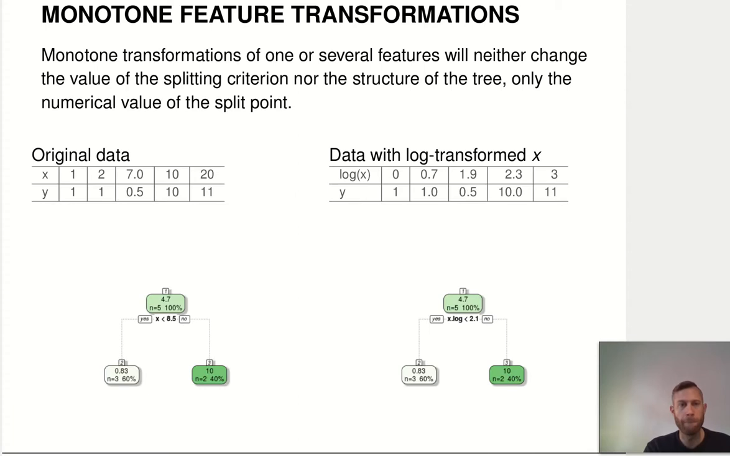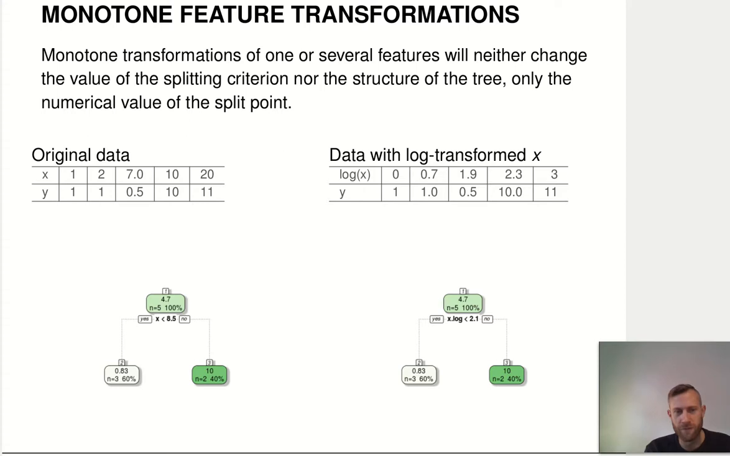So the first thing to point out here is that trees have the very nice property that any monotone transformation of one or several features will never change the value of the splitting criterion or the structure of the tree. All it does is change the numerical value of the split point, or rather it will transform it in the same way, in a monotone transformation.